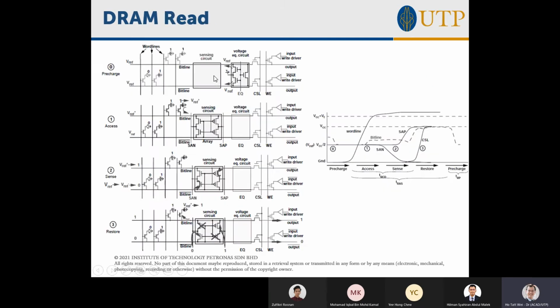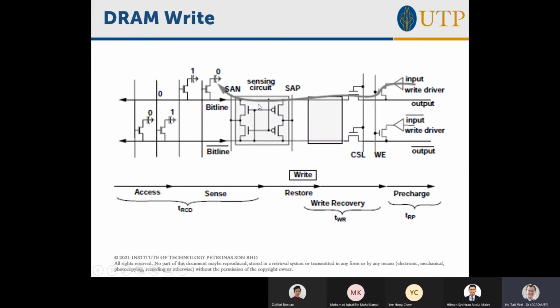So DRAM read, you need the pre-charge to actually equalize the bit line so that you can use the capacitor to tip one or the other. Then you do the access, the sense, and the restore. DRAM write, you don't need to pre-charge because the line will actually be set to logic 1, logic 0 by your input. Okay, you directly will just charge the transistor to whatever it is.